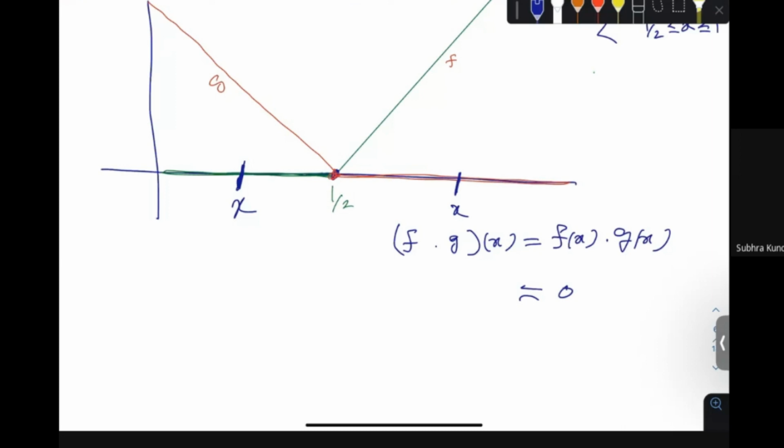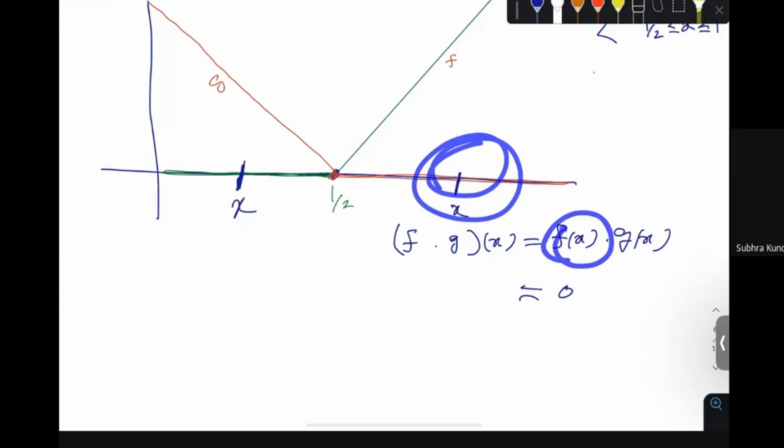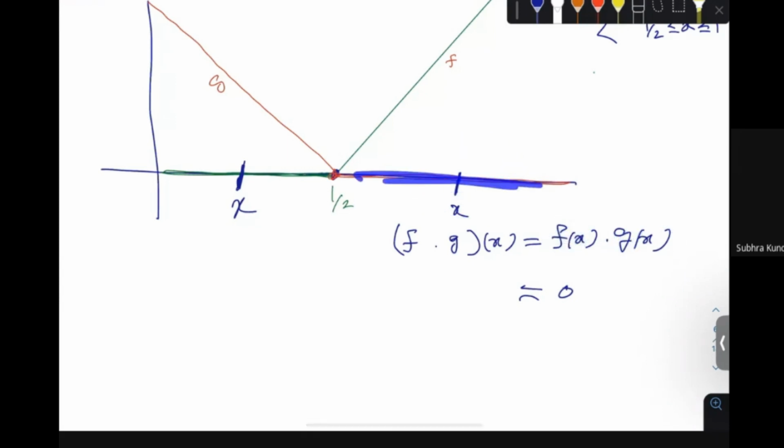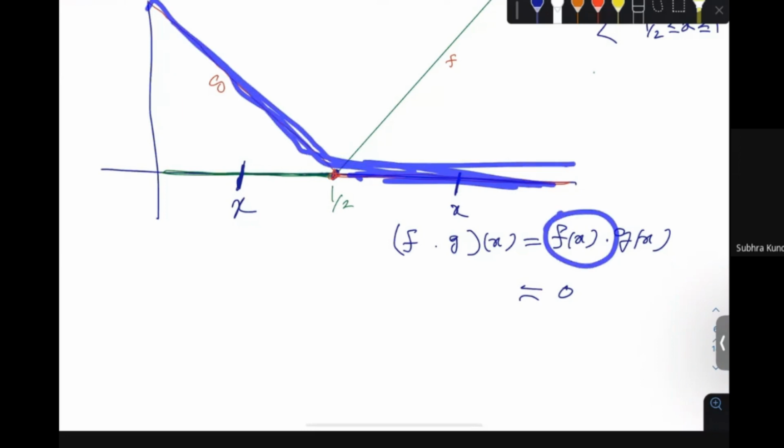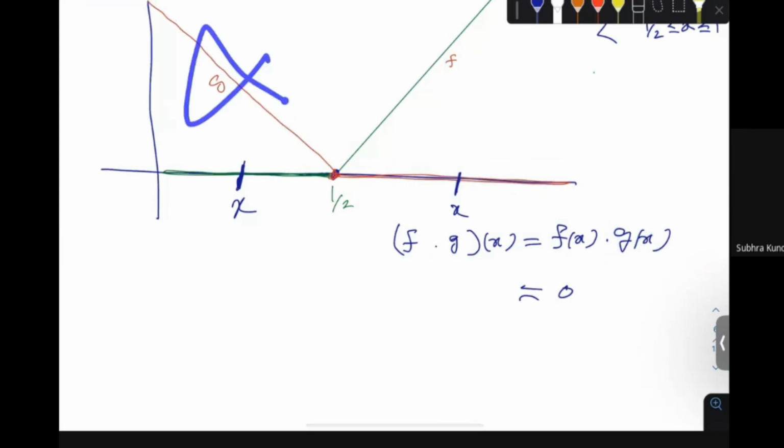When x is in this place, where f is active but g is 0, right? This is the g. So g is 0, and f is active somewhere, but g is 0. So when I take the product, it's always 0. But neither f is 0 nor g is 0. Is it clear now? Clear, sir. Very clear. So these are the places we have to think.